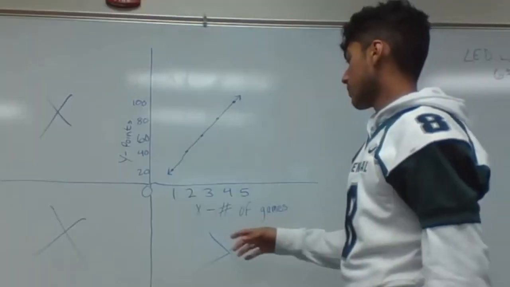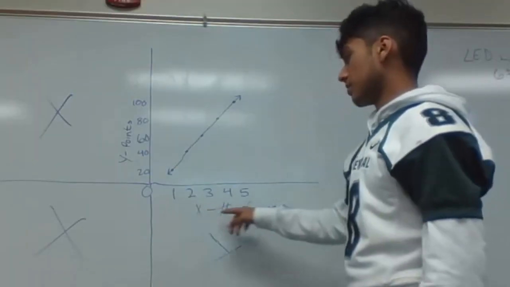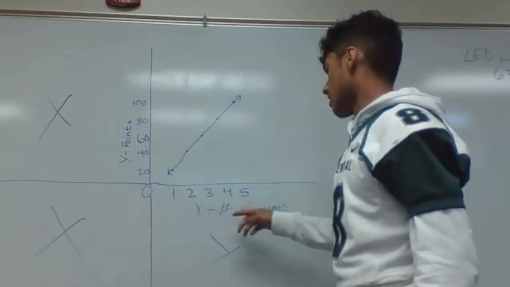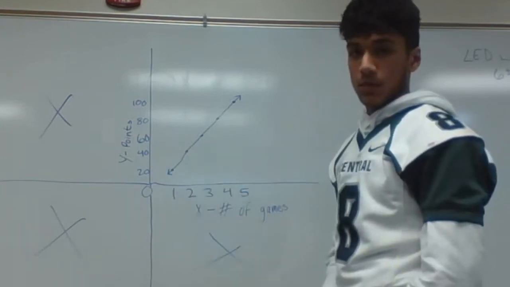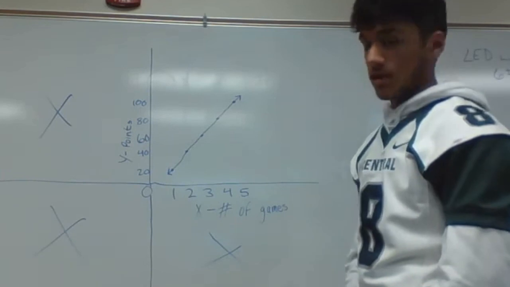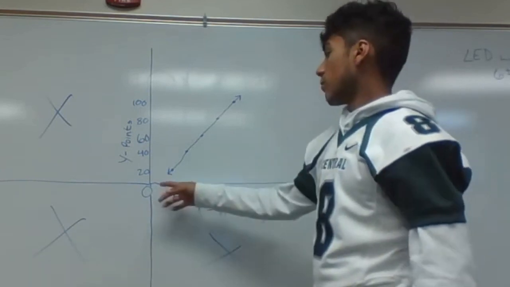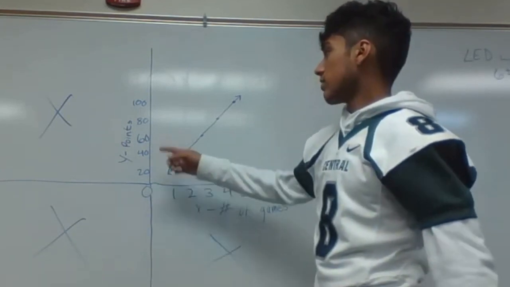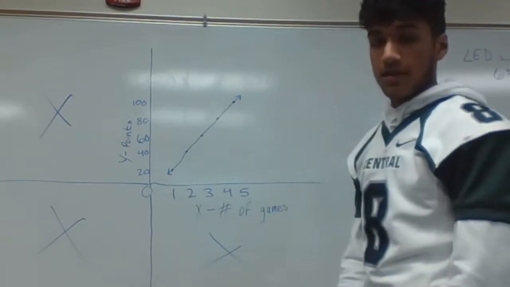For this graph, we have x and y. X would be placed here and y would be placed there. X represents the number of games, while y represents the number of points scored. And the number of points scored went up by 20 each game, and there were 5 games played.